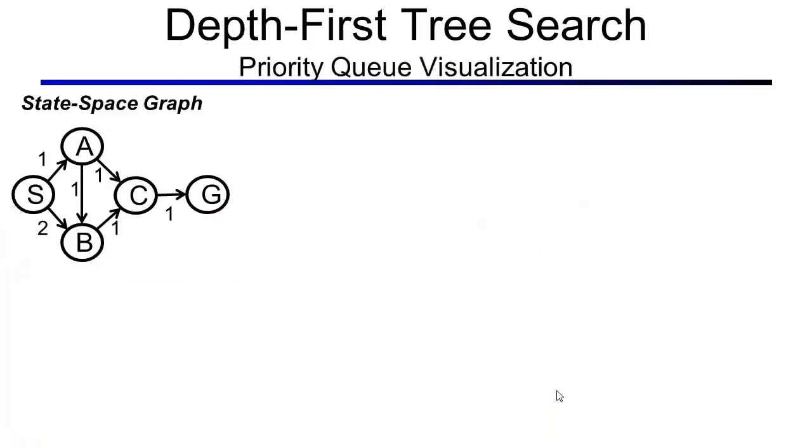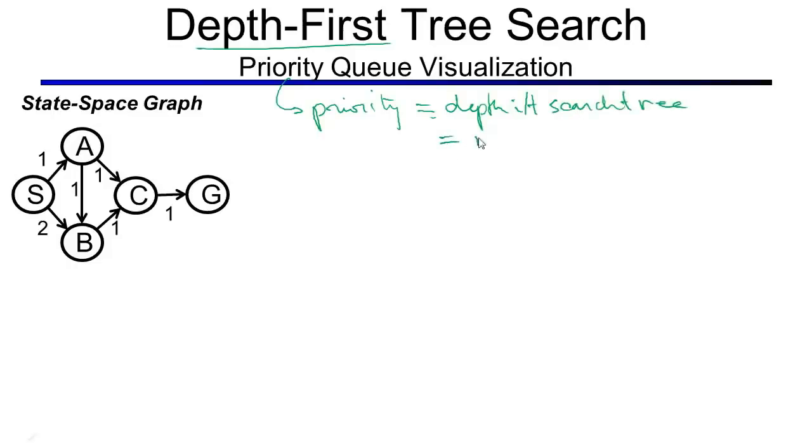Now let's again look at depth-first tree search, but do a priority queue visualization. The priority we'll use is depth in the search tree, which corresponds to the number of steps in the plan. Okay, so as always we initialize with the start state. So our priority queue consists of just S with a priority of 1. Only one element in the priority queue, so that's the one that gets taken out.